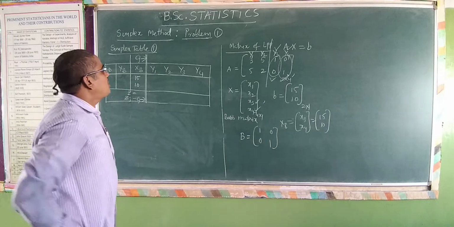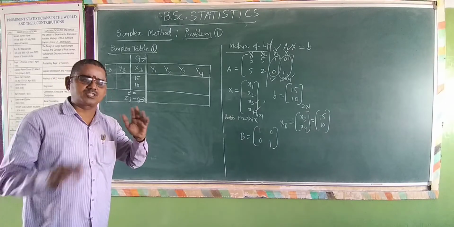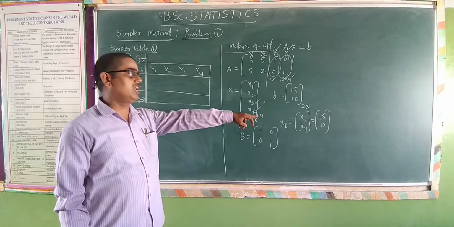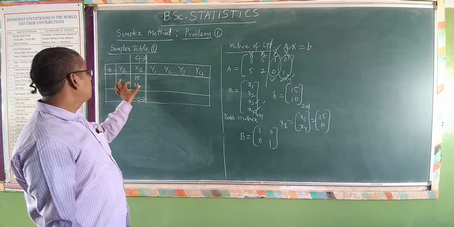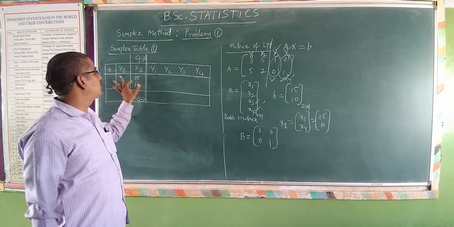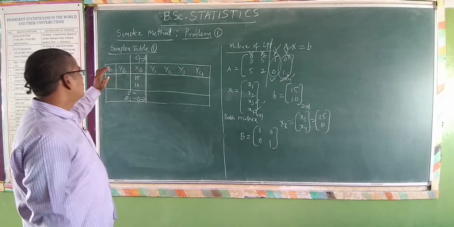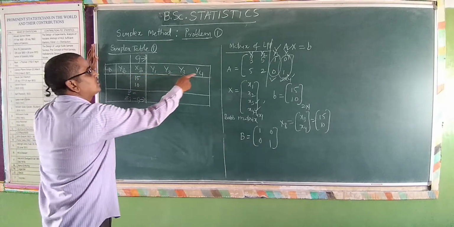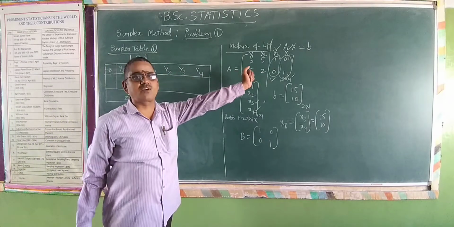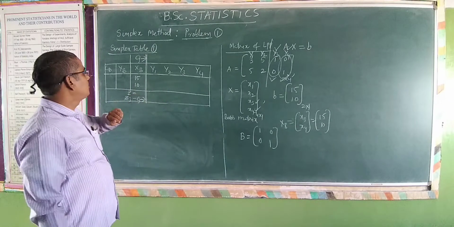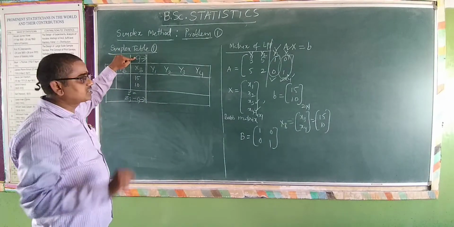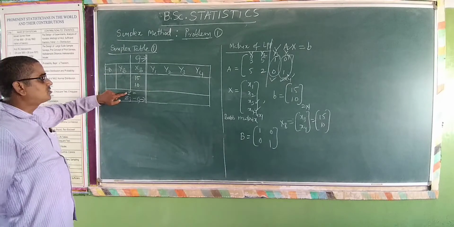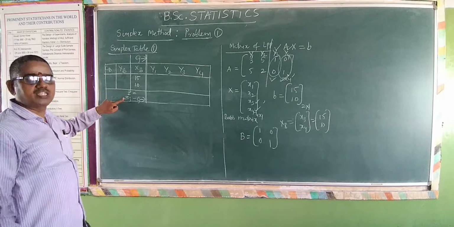Next, how to fill the simplex table 1. In the simplex table 1, the initial basic variable solution we have obtained, we have written in the first column of the simplex table, that is XB. I read the columns CB, YB, XB, Y1, Y2, Y3, Y4. Since there are 4 vectors, I have written 4. This is Cj, the cost in the objective function. This is the value of Z. This is the net evaluations Zj minus Cj.